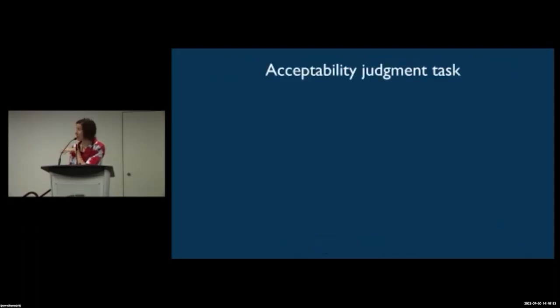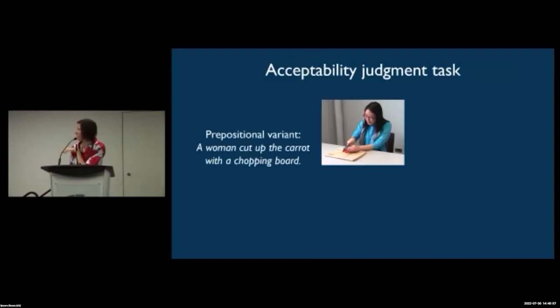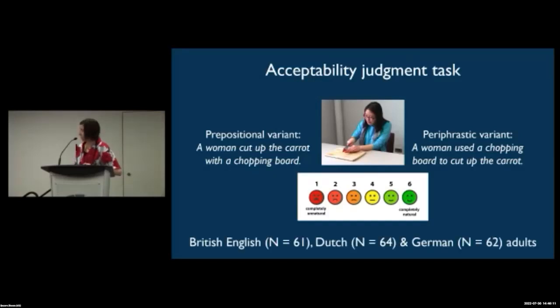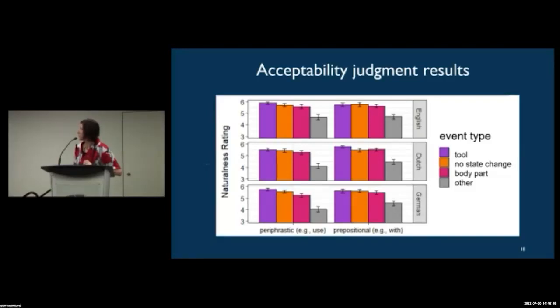Okay, turning to the acceptability judgment task, they saw the events again. They saw either the prepositional variant of the instrumental sentence, like a woman cut up the carrot with a chopping board, or the periphrastic variant, like a woman used a chopping board to cut up the carrot. And they rated this on a scale from 1 to 6. We tested adults online. And here are the results. We see a really similar pattern as the production results, where sentences for these three conditions are rated much more felicitously in both frames than for the other events. We see a really similar pattern across the three languages. We don't find that the acceptability judgments are higher for tool events than for the no state change and body part events. Again, incompatible with our hypothesis that tools are the most prototypical.